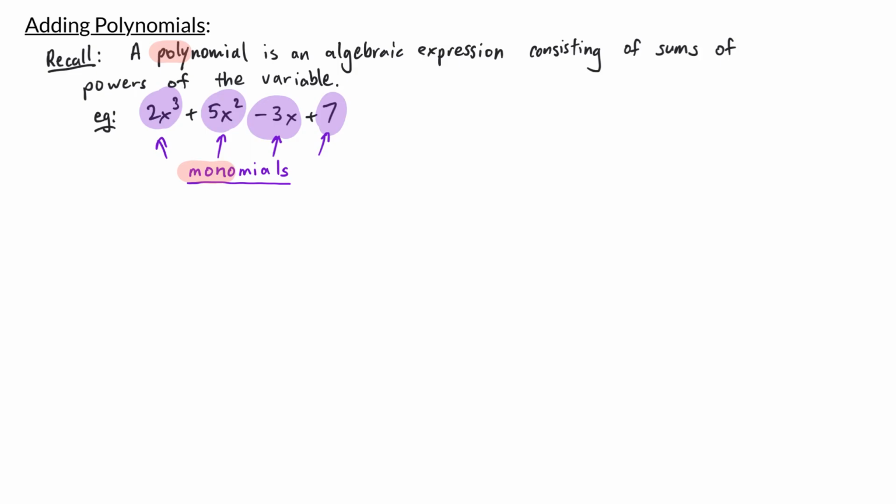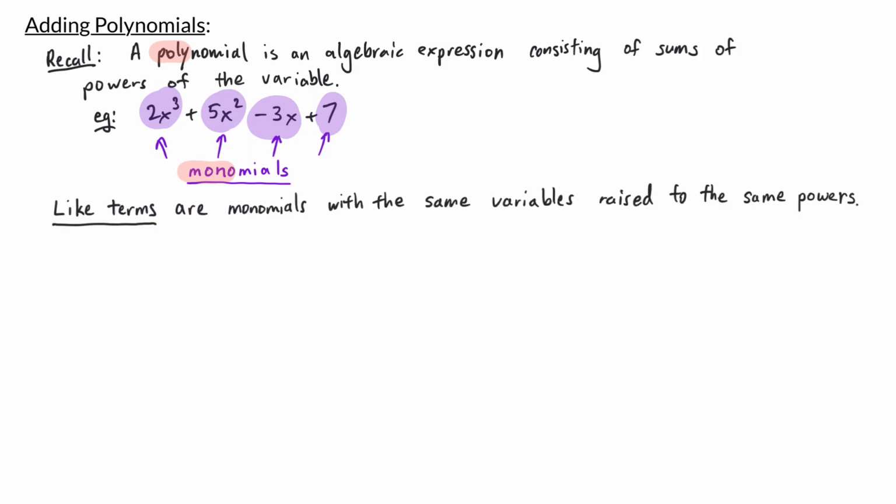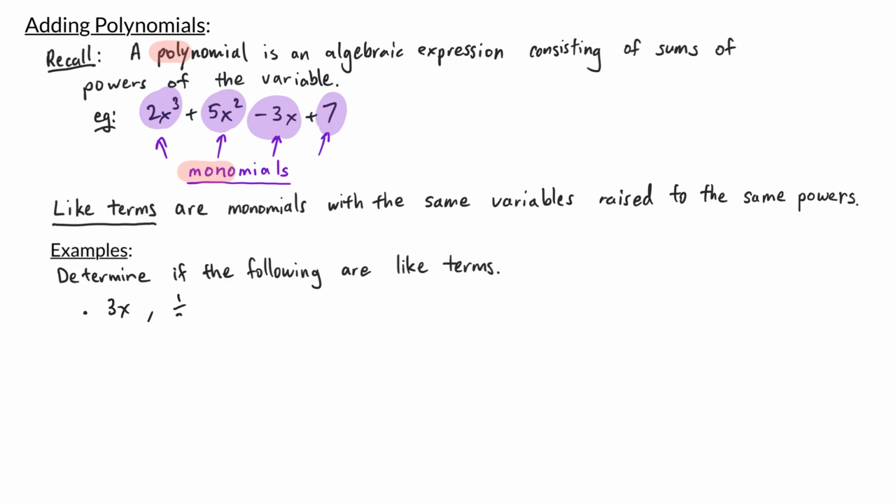Now, if we want to add polynomials together, we'll need to combine like terms. Like terms are monomials that have the same variable raised to the same powers. Let's look at some examples where we determine whether groups of monomials are like terms or not. In our first example, let's say we have 3x and 1/2 x. These monomials are indeed like terms. They have the same variable x, and in both of these terms, the x is raised to the first power. So we have the same variables raised to the same powers.